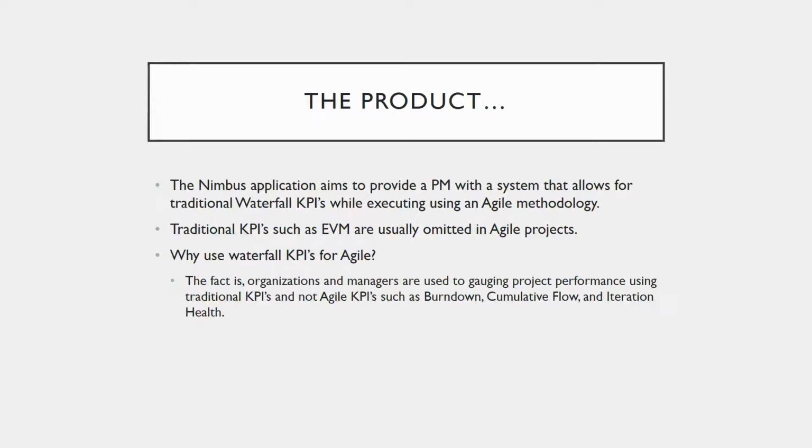So the product aims to provide the PM with a system that allows for waterfall KPIs, executing Agile methodology projects. They're usually omitted in Agile projects because they use other things like burn down, cumulative flow, and iteration health. Organizations and managers are usually not up to speed with that in a lot of big organizations. Mine included, by the way.